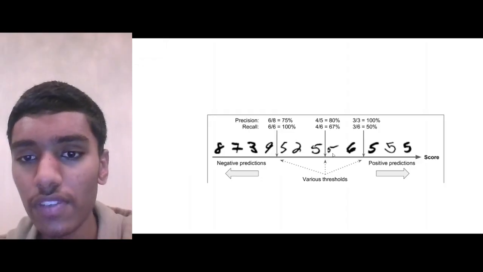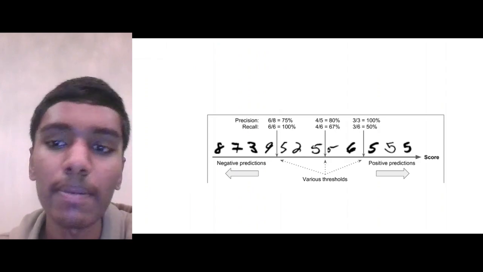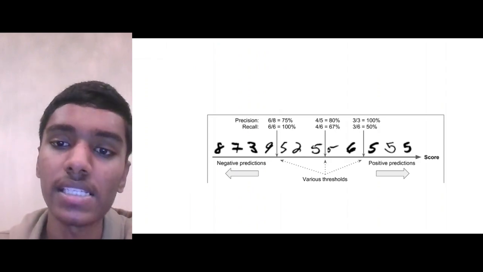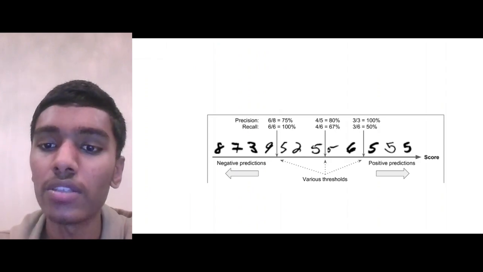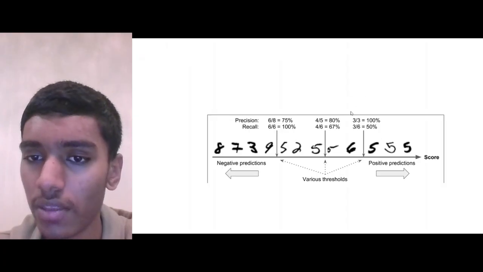So let's say we shift the threshold over to the right. What is that going to end up happening? Well, what's going to end up happening is that in order for a value to come to the right of this threshold, now we're looking just at the right threshold here.